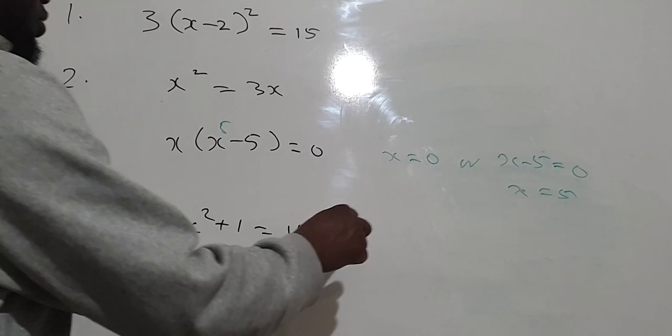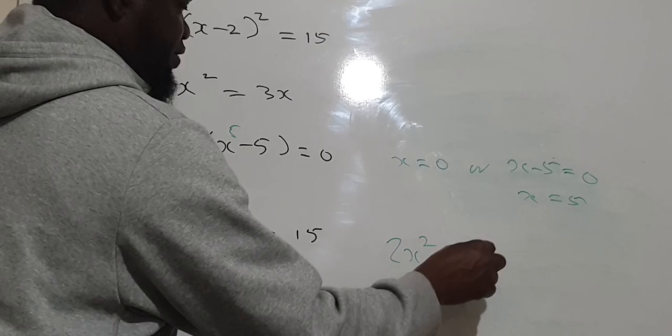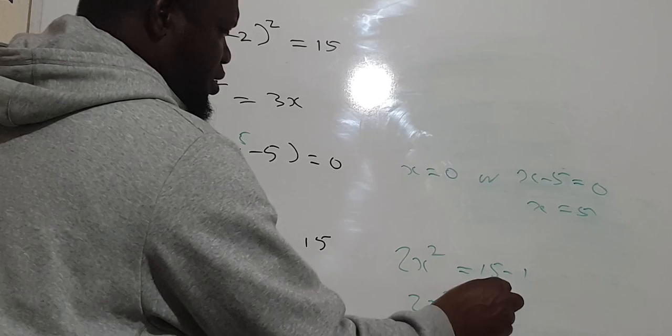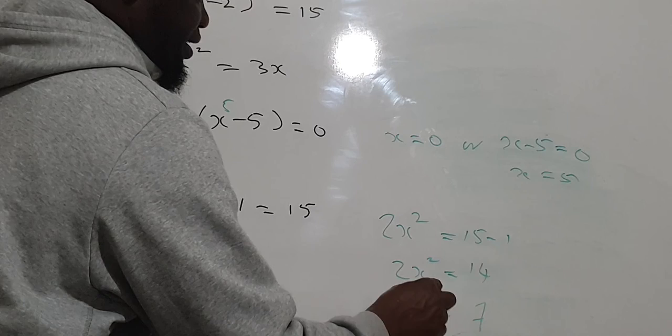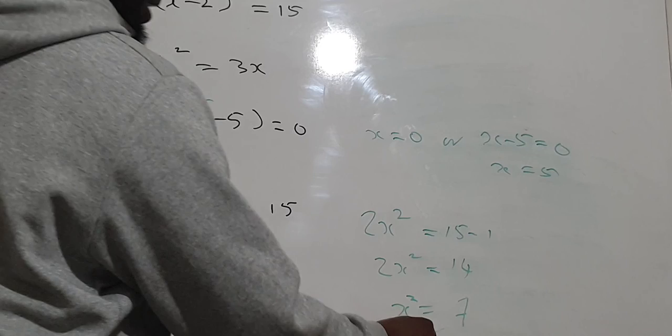You do x square here, you move your 1 over the equal sign, isn't it? You become 15 minus 1, isn't it? So your 2x square is equal to 14. x square is equal to 7. How do I get 7? Because you divide both sides by 2, isn't it? So x is what? Square root of 7, isn't it?